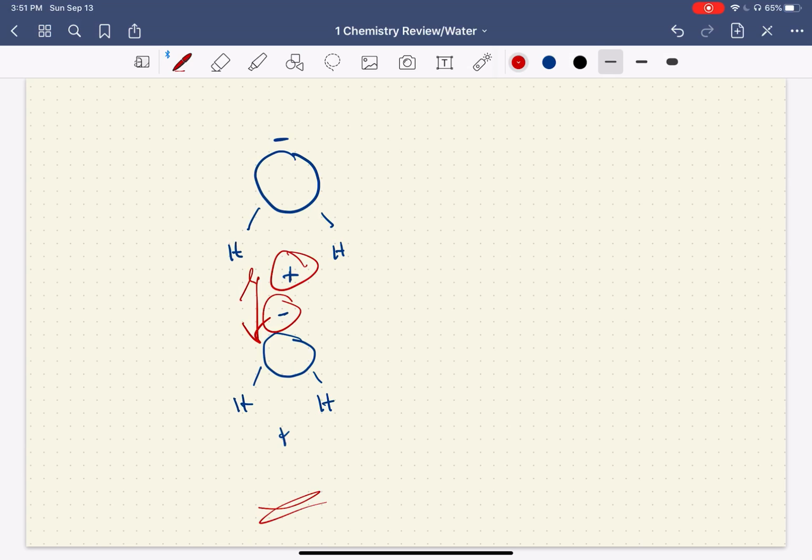So water actually tends to stick to itself. All polar molecules tend to stick to themselves. Not only that, they tend to be able to dissolve charged particles very, very well. And we'll get to that next time.